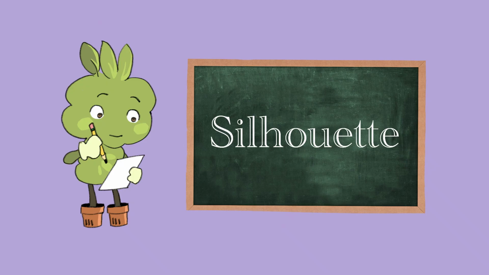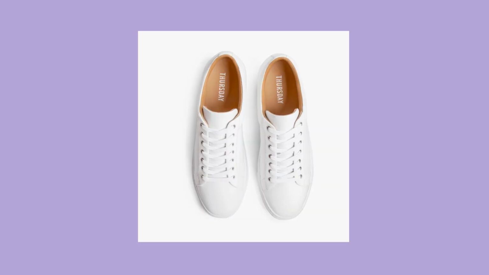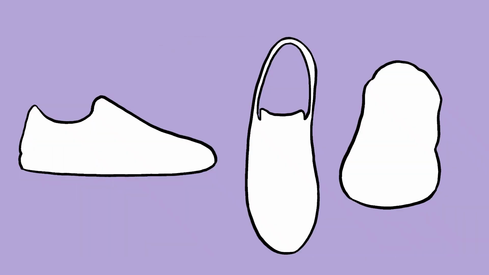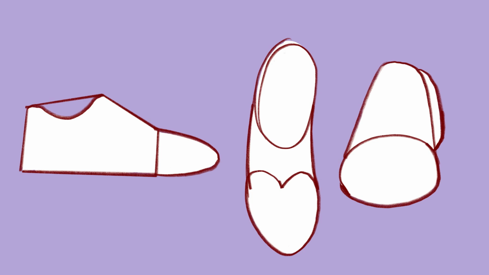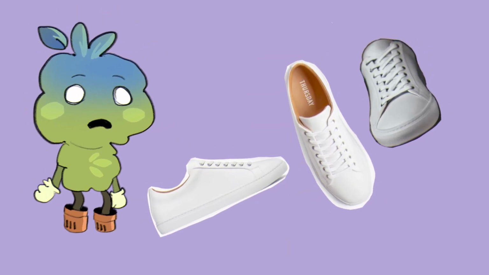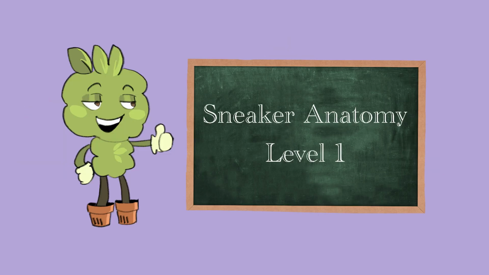First, let's start with the silhouette, or the overall shape of a sneaker. This is the most simple one I could find in side view, top view, and front view. These are their silhouettes, which can be divided into these simple shapes. If you're having trouble drawing the overall shape of a sneaker, you can use these simple shapes to construct it piece by piece. Now let's move on to Sneaker Anatomy Level 1.